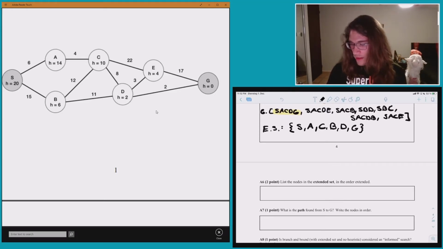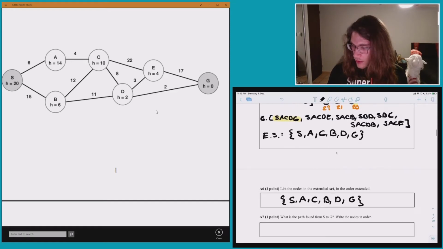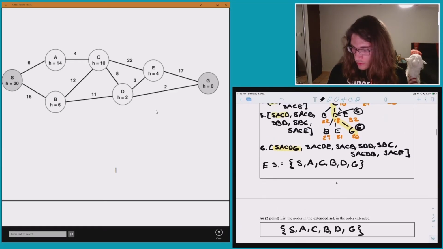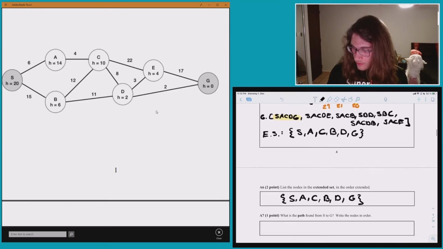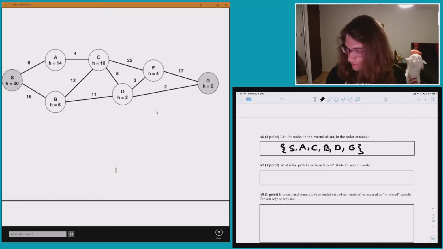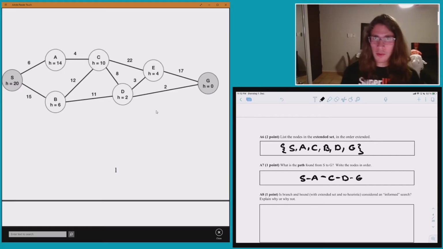List the nodes in the extended set in the order extended. So it's exactly what I have written above. And it's very, very important to have G in the extended set. And then the path, let me just read it off. SACDG. And happy to confirm that this matches the shortest path that we found in question A1 at the very beginning of this quiz.